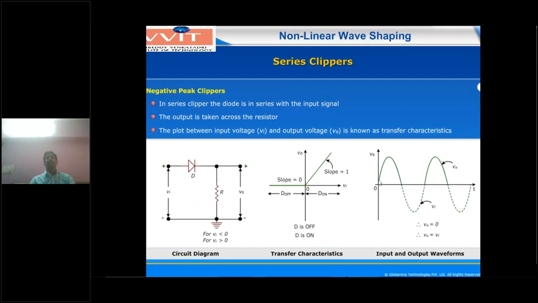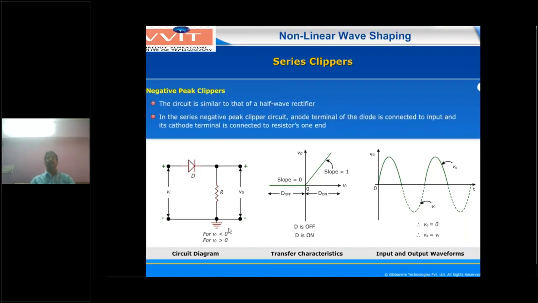Next, now you are applying the positive peak as input. Once you apply the positive peak, what will happen? The diode will be in forward bias condition and act as a closed switch. This is the ideal condition we have shown. For VI greater than 0, the diode will be on and act as a short circuit. Then whatever input is there, the same input is transferred to the output. We assume the diode forward resistance RF is very small or negligible, almost equal to 0. In that condition, V0 equals VI, which means slope equal to 1. That means in the positive peak condition of the input waveform, the same input is transferred to the output.